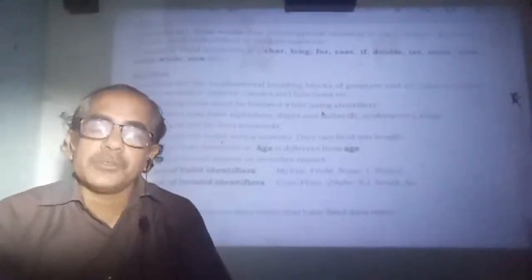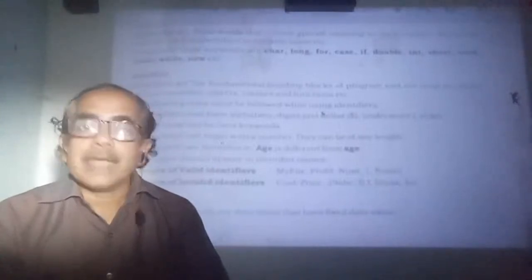Identifiers are the words that you define, the tokens that you define for holding the value of literals. Identifiers are the container of literals. These things I mentioned last day. Now, in the types of literals, you see it is mentioned: integer, floating, boolean, character, string and null.